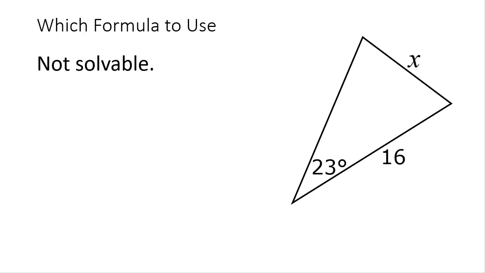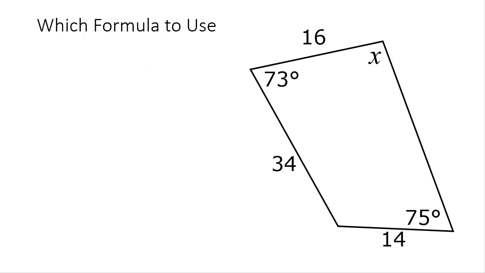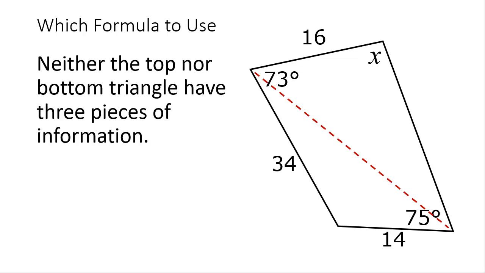What you will be given is complicated shapes which you have to divide into triangles, and you need to know how to divide them. So look, in this quadrilateral, we could divide it this way. But if we do that, neither the top nor the bottom triangle have three pieces of information. We've got a side and a side for the bottom triangle. We've got a side for the top triangle, but we have no information about the angles.